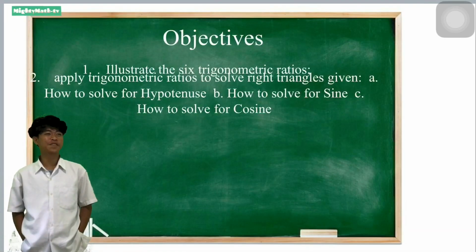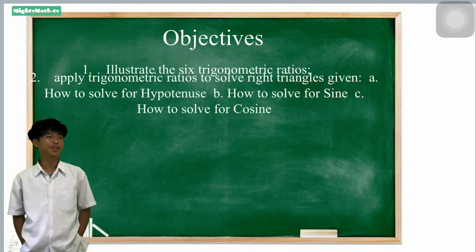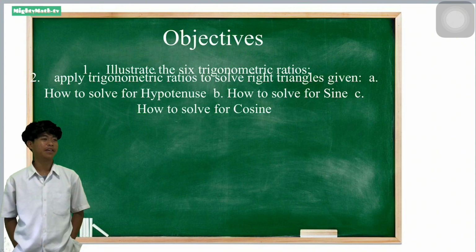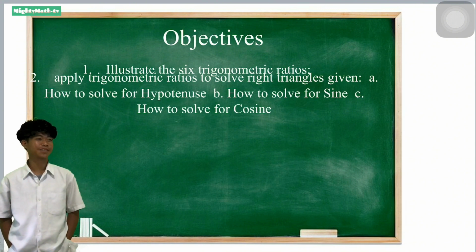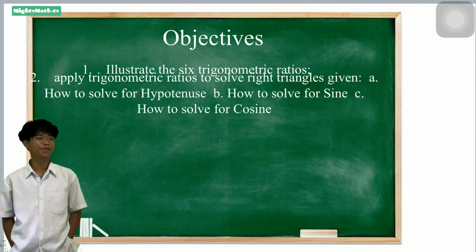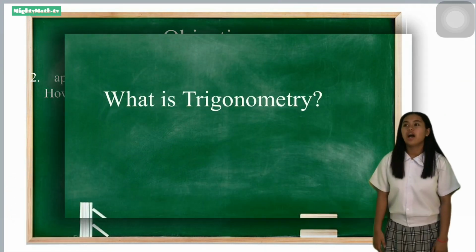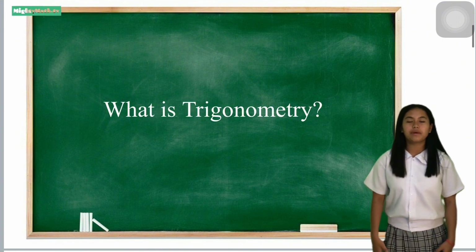And the objectives of this video are: first, illustrate the 6 trigonometric ratios. Second, apply trigonometric ratios to solve right triangles given: A. How to solve for hypotenuse. B. How to solve for sine. C. How to solve for cosine. Our lesson for today is the 6 trigonometric ratios.